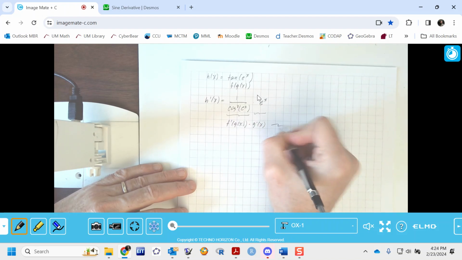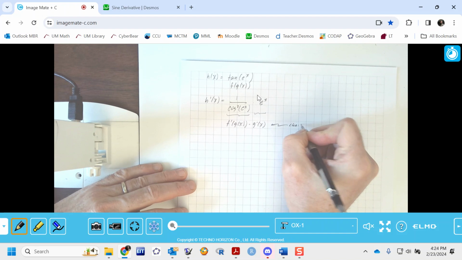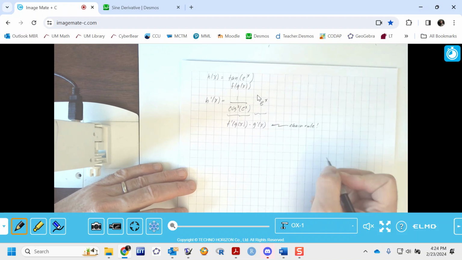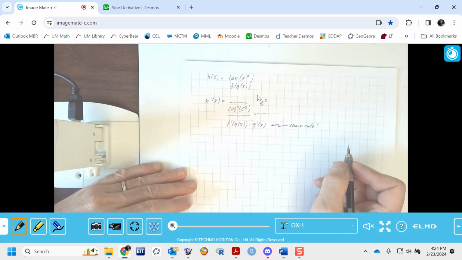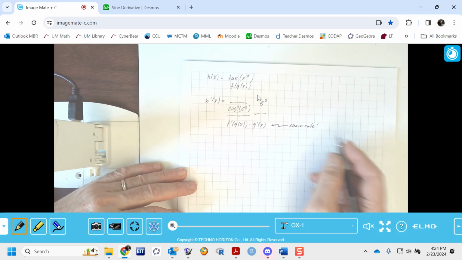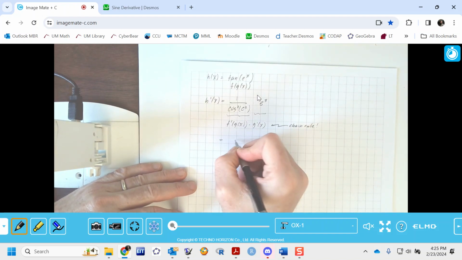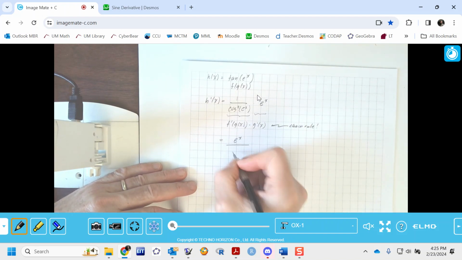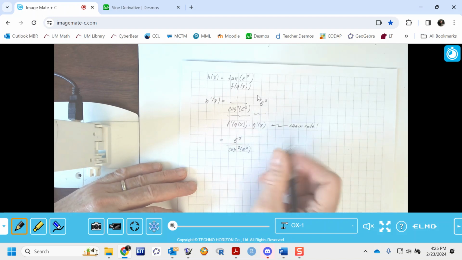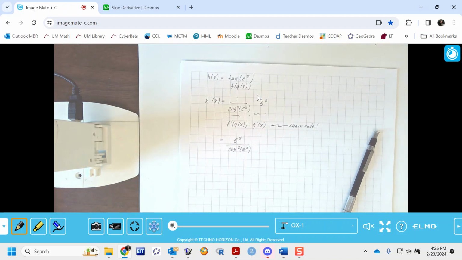So this is, of course, the chain rule that gets us our derivative, and it's just as easy as that. I mean, we're done, basically. I could clean it up a little bit and call it e to the x divided by the cosine squared of e to the x. And supposedly that's the function that we were looking at over here.